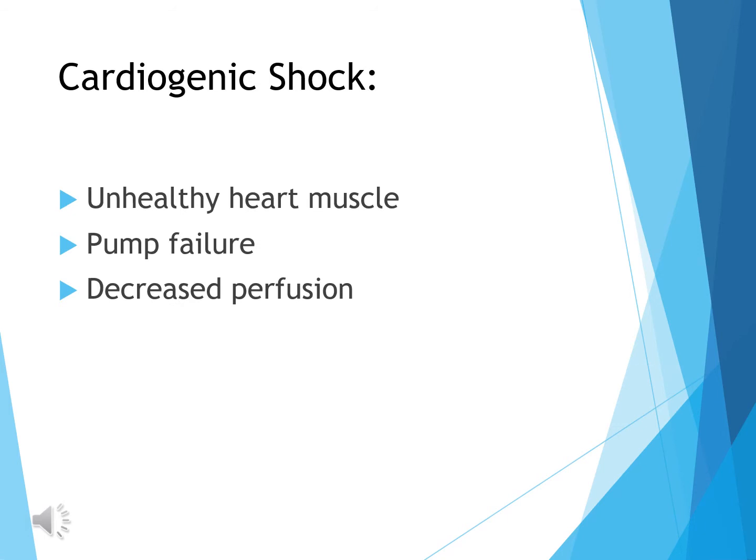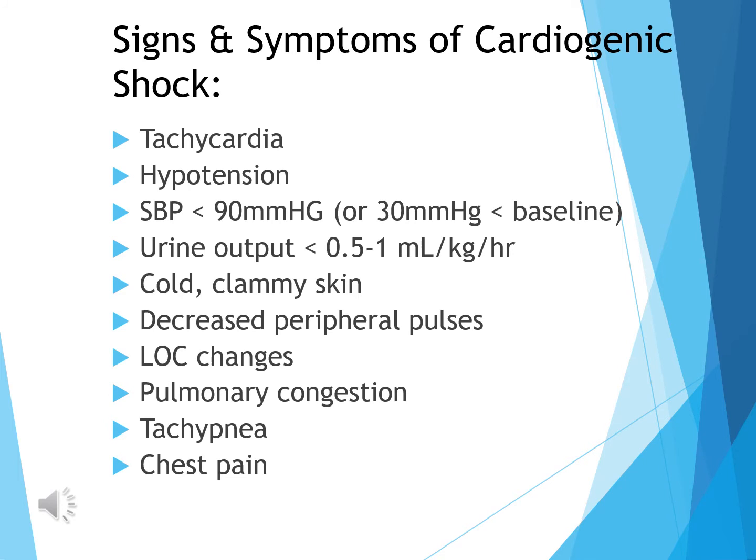In cardiogenic shock, we have an unhealthy heart muscle, we have pump failure, and decreased perfusion. Signs and symptoms of cardiogenic shock: tachycardia, hypotension, a systolic blood pressure less than 90 millimeters of mercury or less than 30 of the patient's baseline, urine output less than 0.5 to 1 milliliter per kilogram per hour, skin that's cold and clammy, decreased or absent peripheral pulses, level of consciousness changes, pulmonary congestion, tachypnea, and chest pain.